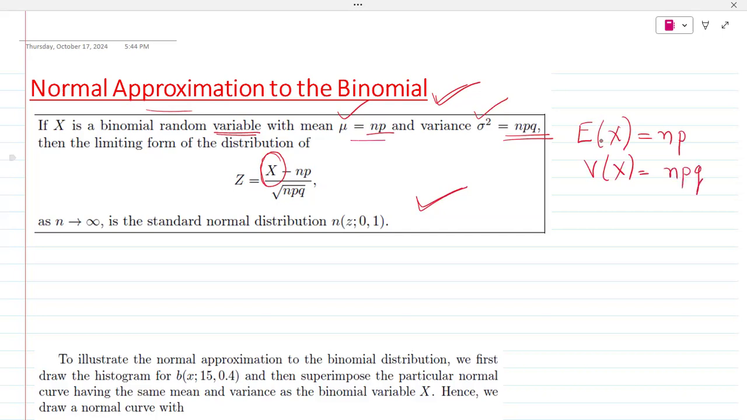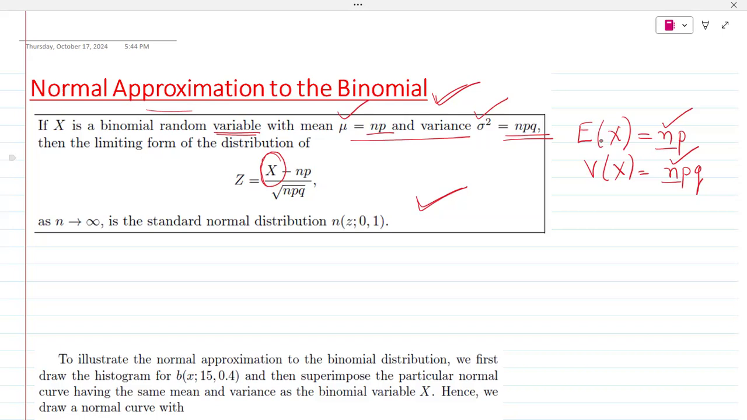So the same thing is mentioned here. What is n here? n is the total number of independent Bernoulli trials. And we know what a Bernoulli trial is: a trial which results in exactly two outcomes. One of them we term as success, the other we term as failure.